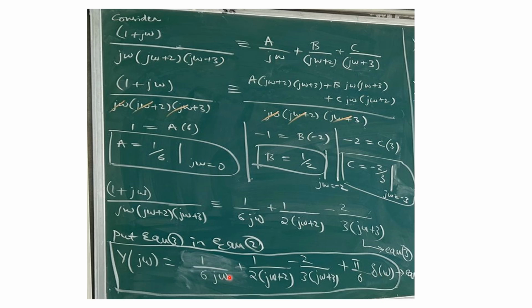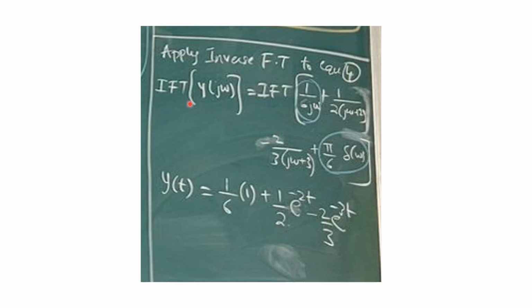Now this Y(jω) is in the frequency form, and it needs to be transferred into the time domain. That can be achieved with the help of the inverse Fourier transform. With the application of the inverse Fourier transform on both sides of the deduced expression, we finally get y(t) = 1/6 + (1/2) e^(−2t) − (2/3) e^(−3t), which is free from all the higher-order differentials of the differential equation.